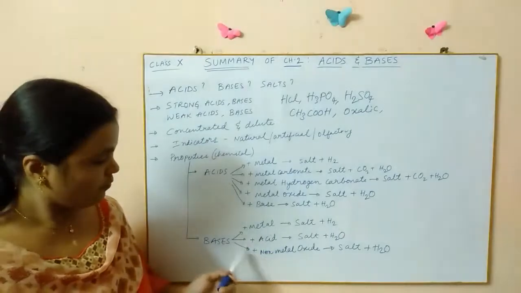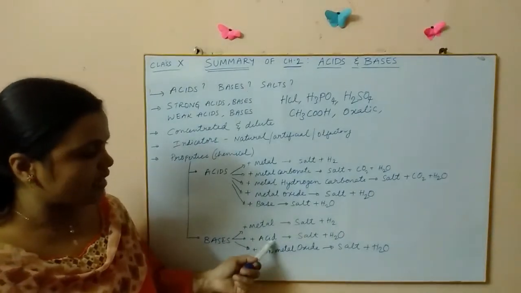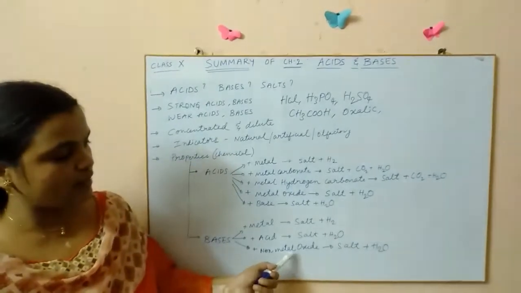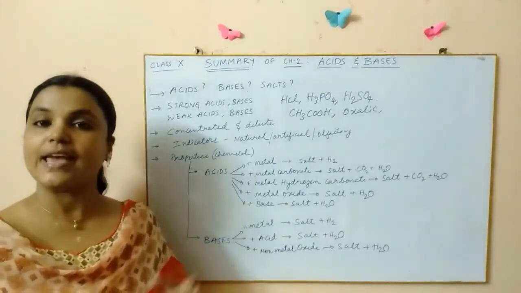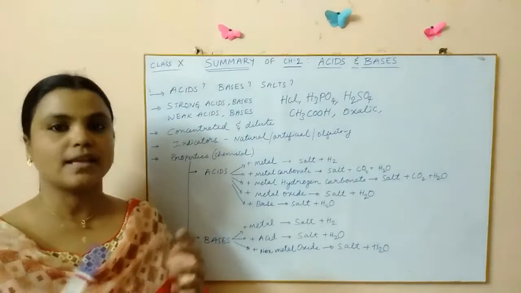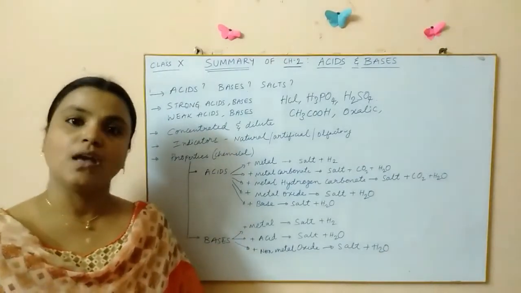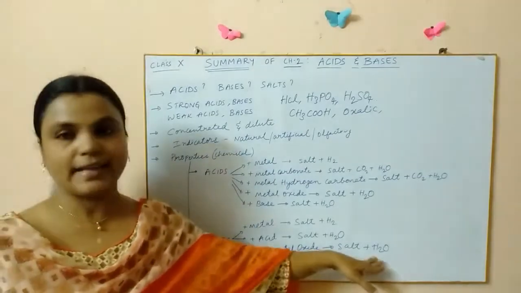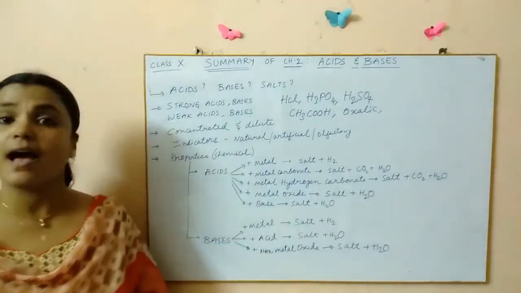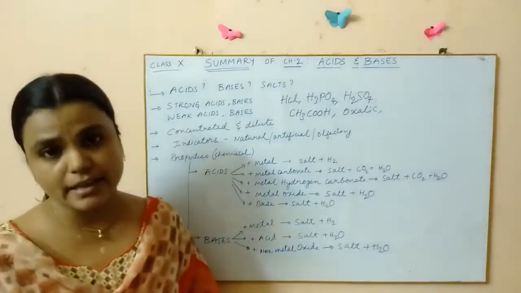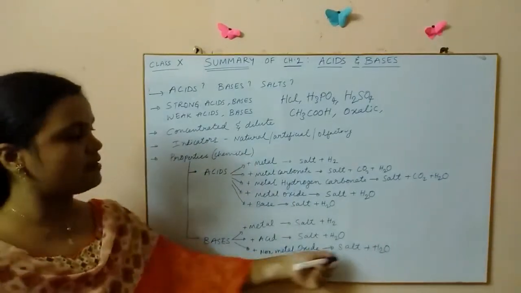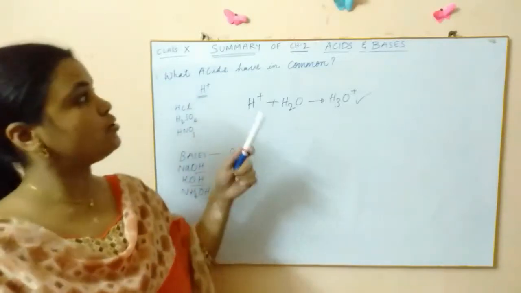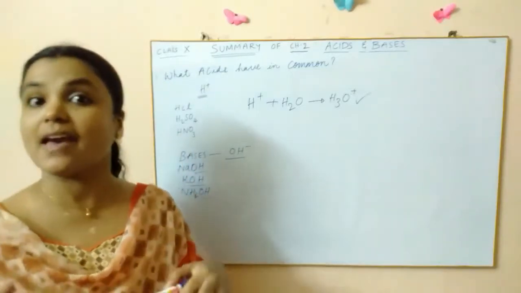Okay. You can see that when they react with acid, again it's a neutralization reaction. When they react with non-metal oxide, nothing but like CO2 or, say for example, NO2, then they form salt and water because non-metal oxides are acidic in nature. When they react with bases, they form salt and water. Okay. Now let's talk about what acids and bases have in common.